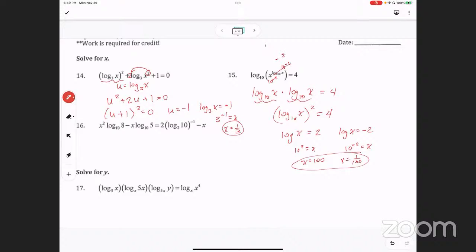So you have 10 to the negative 2 raised to the negative 2. So you multiply the two negative 2's, which gives you 10 to the 4th, and there we go. Log base 10 of 10 to the 4th is just 4. So that checks out as well.